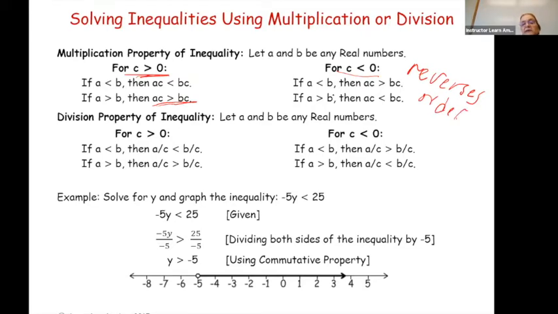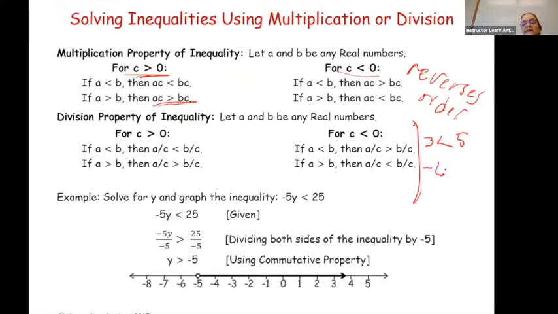So if a is less than b and we multiply by a negative number, ac will be greater than bc. If a is greater than b and we multiply by a negative number, then ac is less than bc. The easiest way to see this is to just take some examples. The negative one is the hardest to see, so let's think about that. Supposing you have 3 is less than 5, and say you multiply by negative 2.